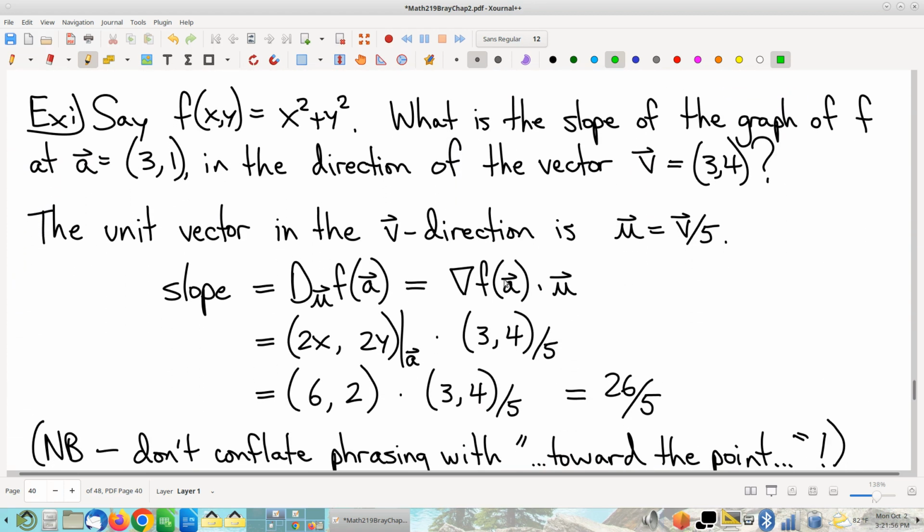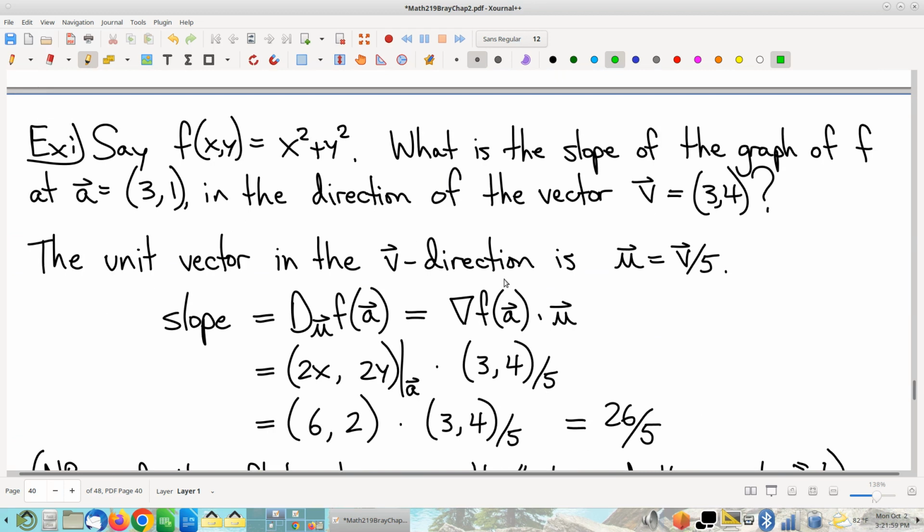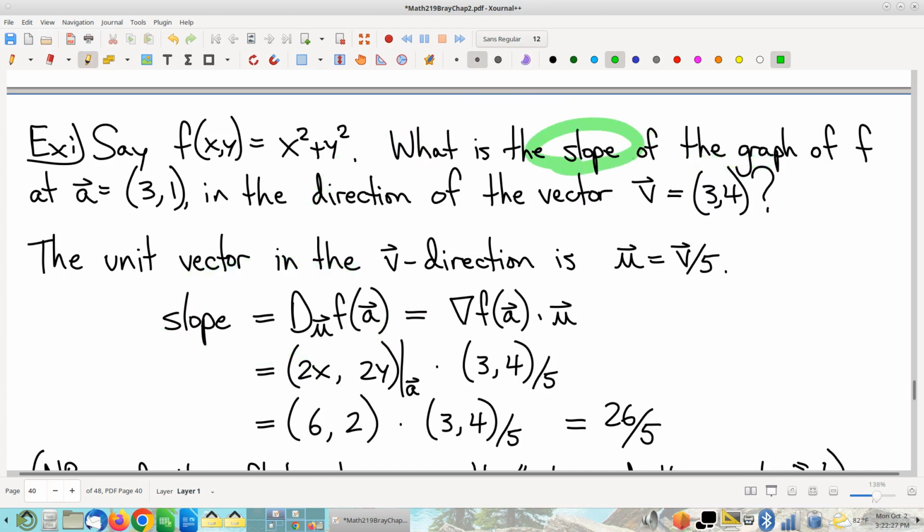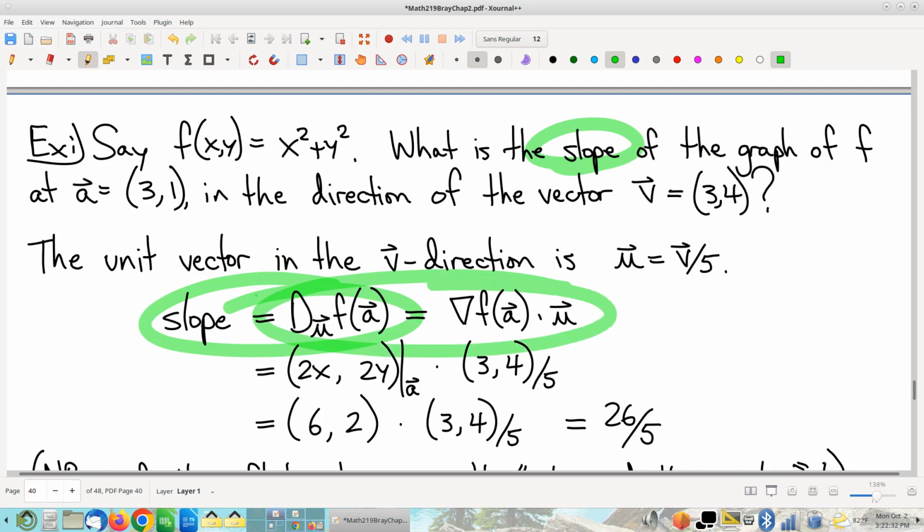We'll do a couple of examples here. First example, notice it says, what's the slope of the graph? Well, that's just right down the pipe, isn't it? Slope of the graph is one of our interpretations of directional derivative. So before we even read the rest of the question, we know our answer is going to be a directional derivative. Now the function is given, the point to evaluate is given. Okay, so slope is a directional derivative. Directional derivatives are computed with this formula from the previous page, already established.